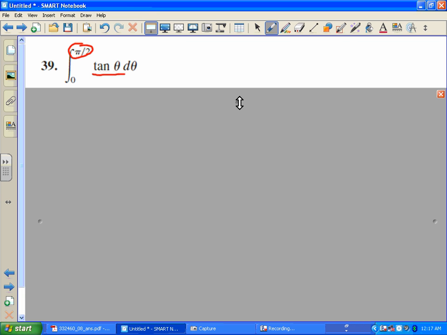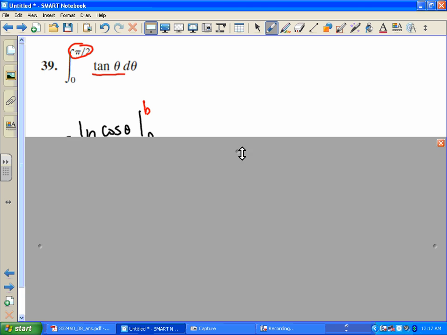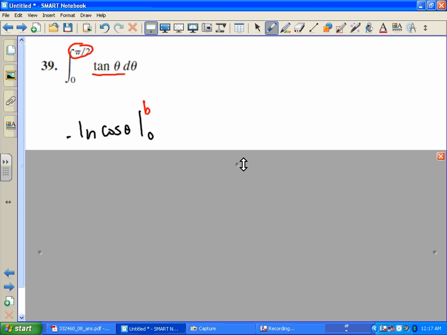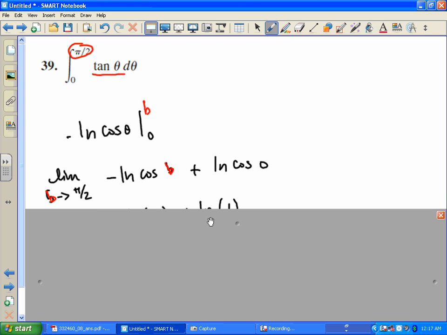So as we set this up, the integral is very straightforward because it's just a rule that you've learned. The antiderivative of tangent of theta is negative natural log cosine of theta, and we're going to evaluate it from 0 to b because remember pi over 2, our upper bound, was our problem. The rest is the same. We set up a limit. Please remember that it's the limit as b approaches pi over 2.